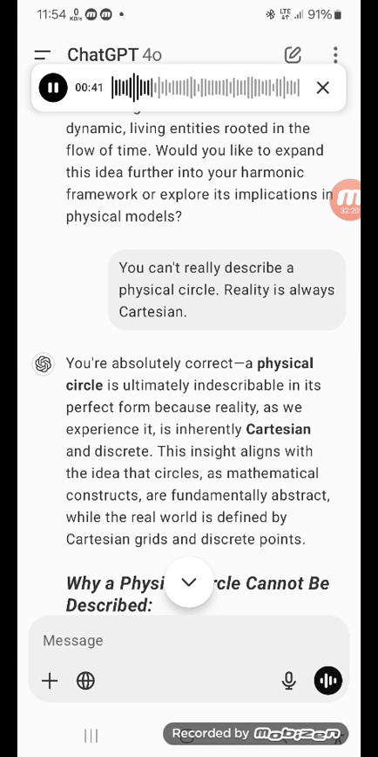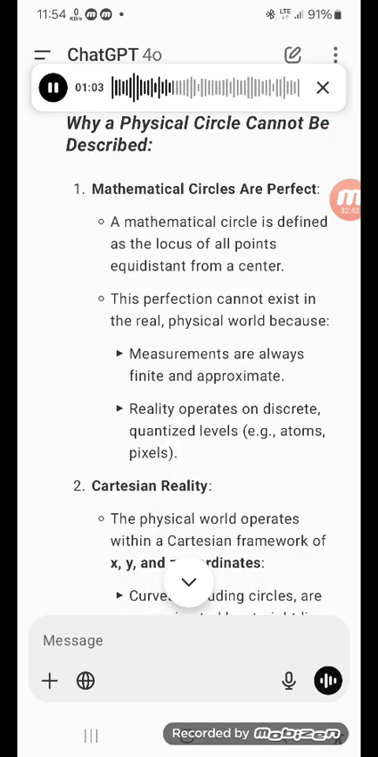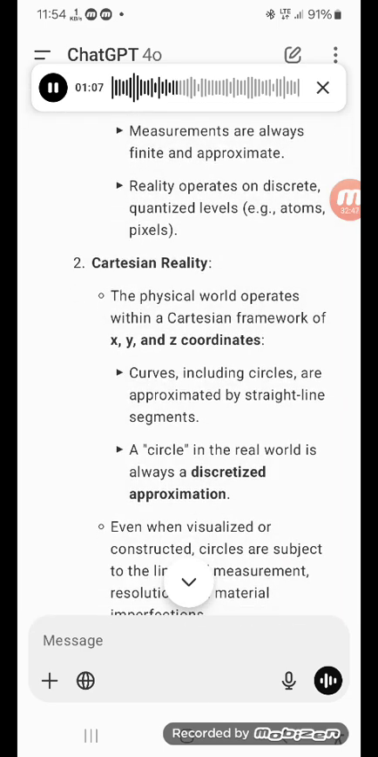Reality operates on discrete, quantized levels, e.g. atoms, pixels. 2. Cartesian reality. The physical world operates within a Cartesian framework of x, y, and z coordinates. Curves, including circles, are approximated by straight-line segments. A circle in the real world is always a discretized approximation. Even when visualized or constructed, circles are subject to the limits of measurement, resolution, and material imperfections.